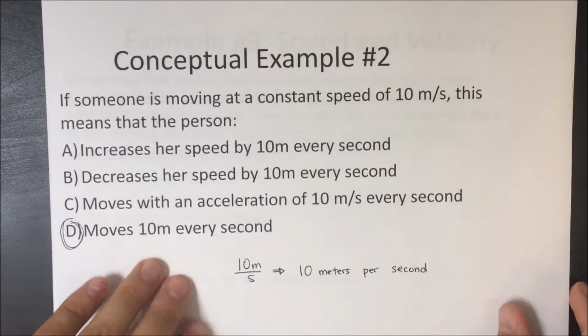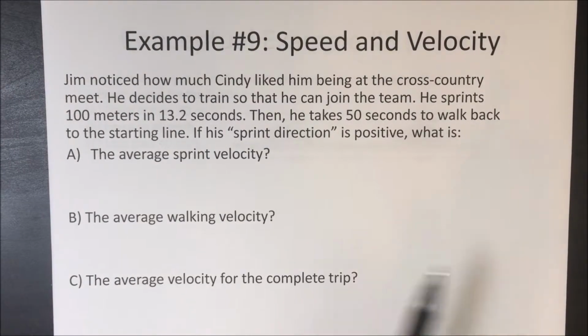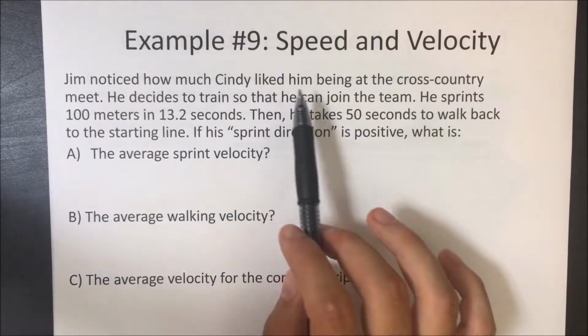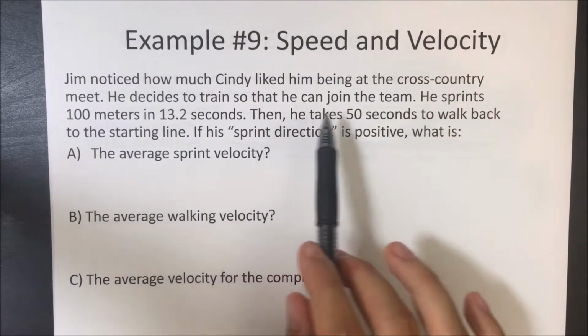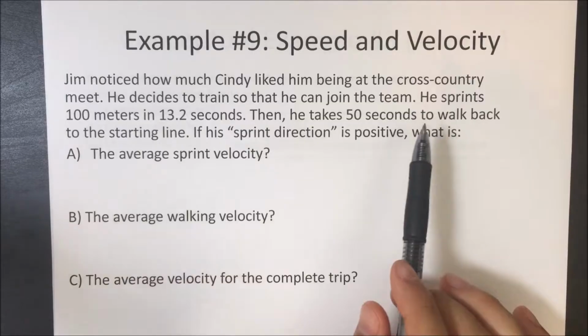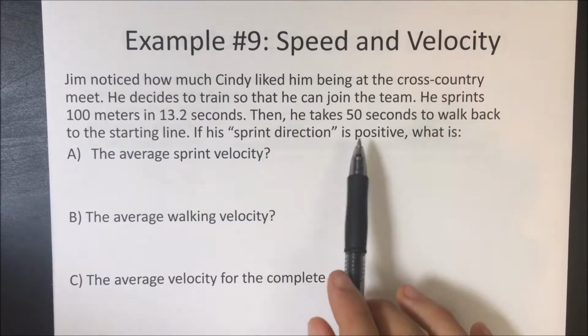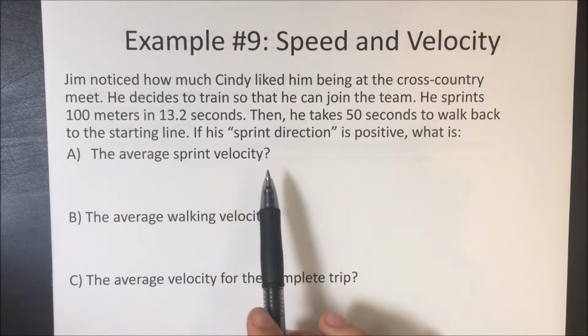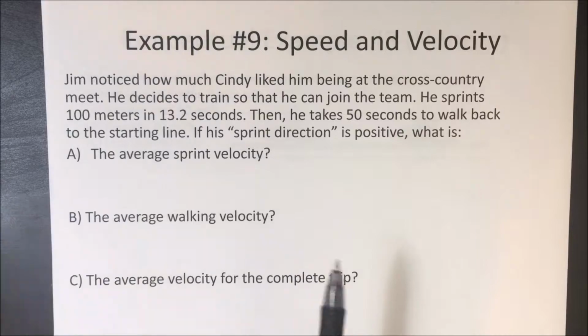Okay, back to Jim. Jim noticed how much Cindy liked him being at the cross-country meet. He decides to train so that he can join the team. He sprints 100 meters in 13.2 seconds. Then he takes 50 seconds to walk back to the start line. If his sprint direction is positive, what is the average sprint velocity?